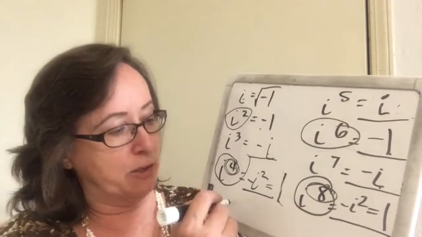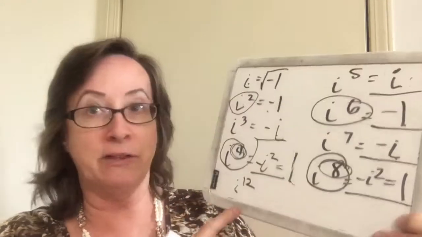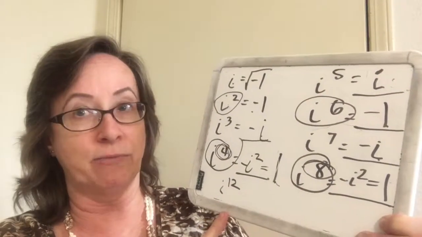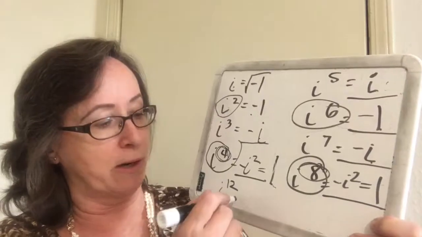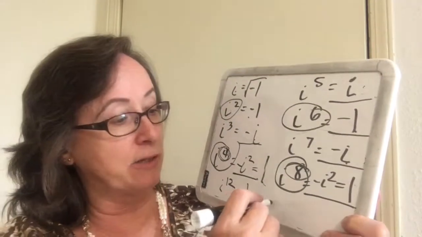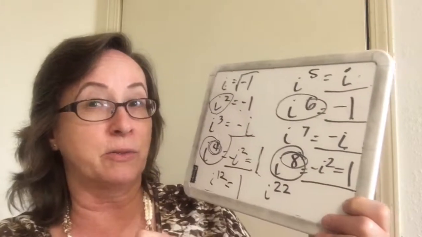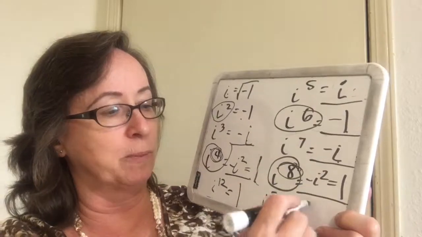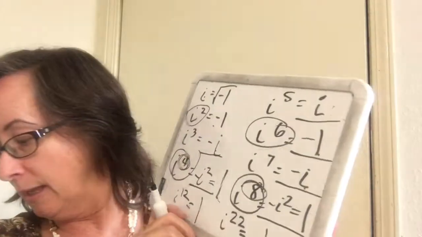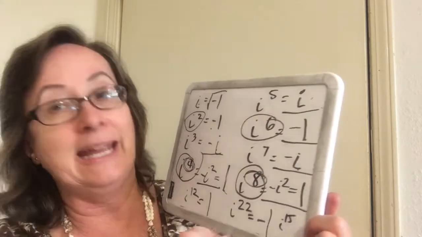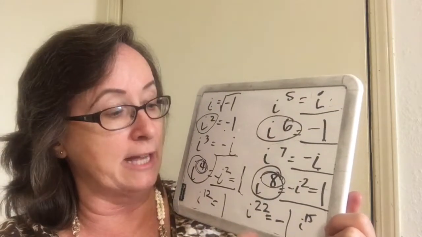So let's do i to the 12th. i to the 12th is even, so it will be either positive 1 or negative 1, but 12 is a multiple of 4, so it will be a positive 1. Let's do i to the 22. i to the 22 is even, but not a multiple of 4, therefore it will be negative 1. Let's do i to the 15. i to the 15 is odd, so it's going to be imaginary.